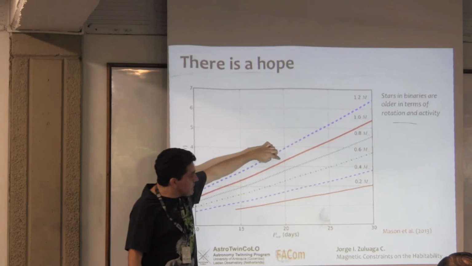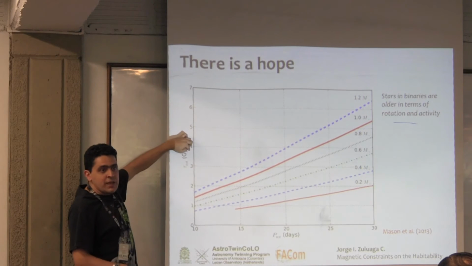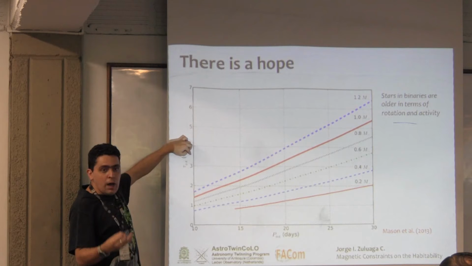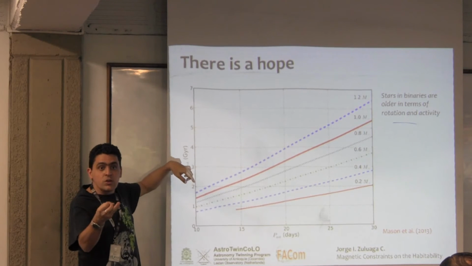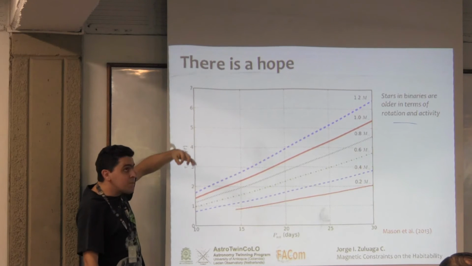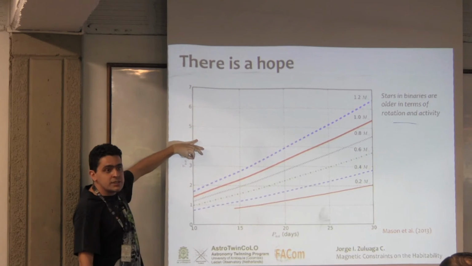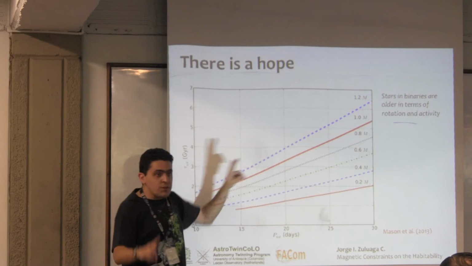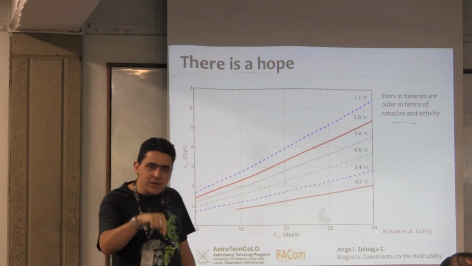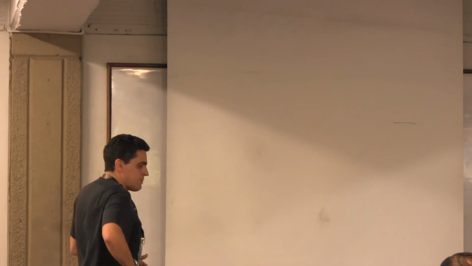So in a star with this condition, with this activity, the mass loss will be less, the XUV radiation will be less, and probably Venus could have been able to withstand this condition. So probably if we have two stars instead of one, we could have life in Venus.